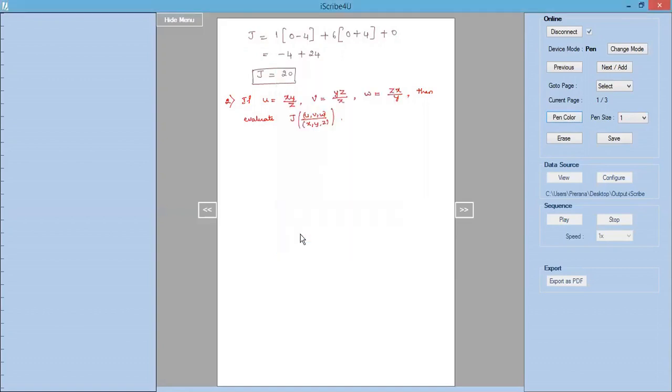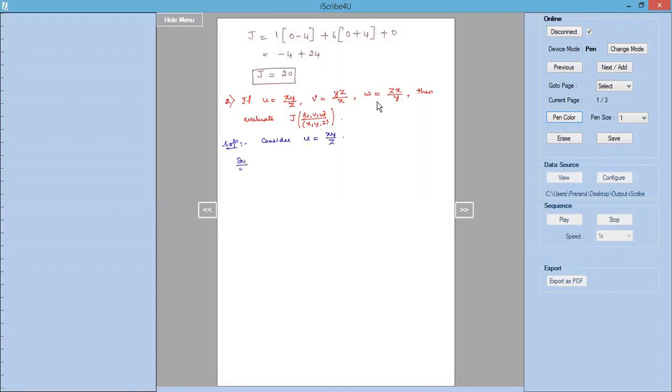Procedure remains the same as we did in the previous case. We consider these functions given, u as a function of xyz, v and w also as a function of xyz, and find out the partial derivatives, u with respect to xyz, v with respect to xyz, and w with respect to xyz first. Then we will use it in the Jacobian formula. Solution. So let us consider first u. u is equal to xy divided by z.